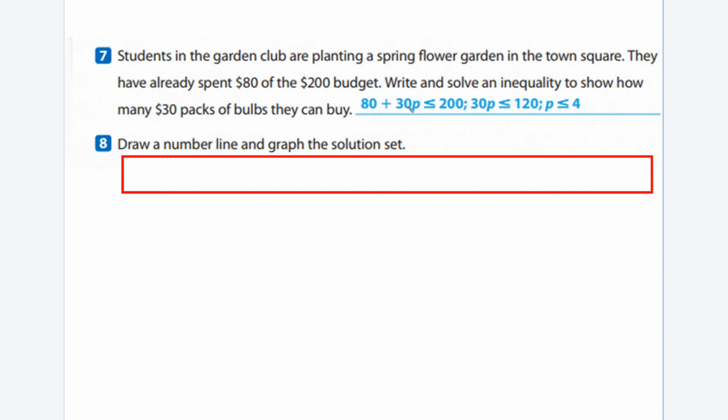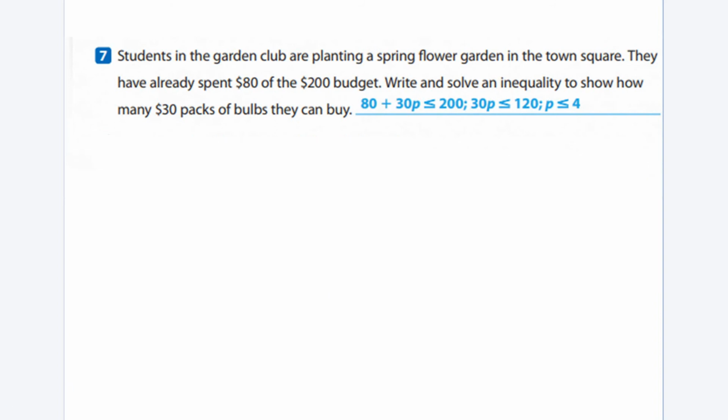80 plus 30p has to be less than or equal to 200. Okay, and then when you start simplifying it and solving it, you have 30p is less than or equal to 120, which means p has to be less than or equal to 4. Okay, let's do this out. I'm going to do my best to explain this to you. Let's use the color green.